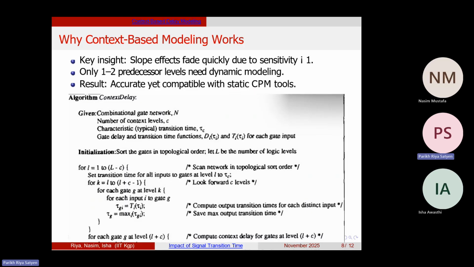So, for looking at the small neighborhood, we define the context. Here, as can be seen in the algorithm, there is a number of combinational gate network denoted by N and context levels denoted by C. This C denotes up to how many levels we want to compute the effect of transition time, after which its effect will fade away.